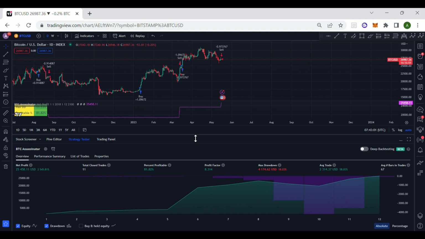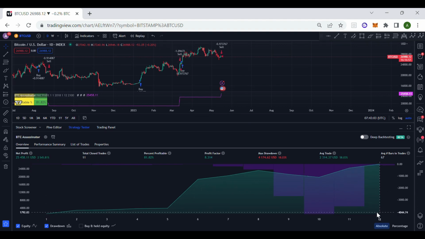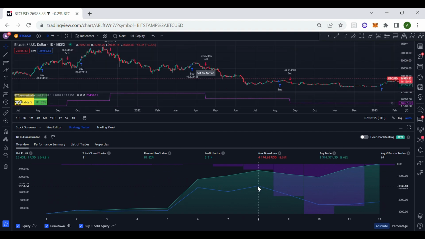Now, imagine if you just bought and hold. So you bought back in 2018, and then you sold here. Look what happens. You would have still made money, but nowhere near as much. And look at this ginormous drawdown. So you made all this equity here. So this is the eighth trade. So back here, you made all this equity, look, and then boom, you started to lose it.